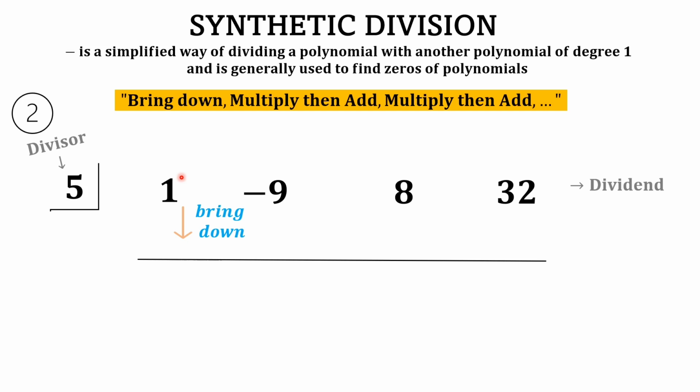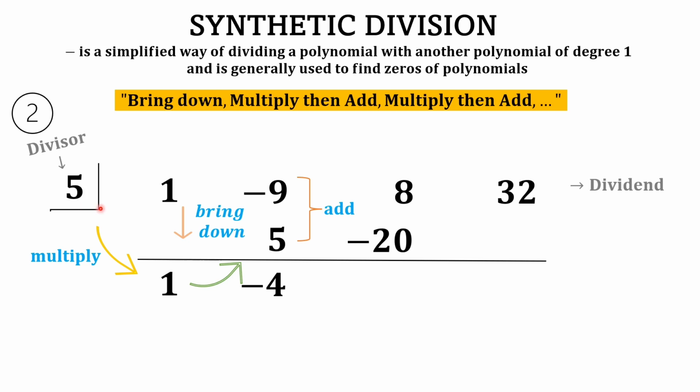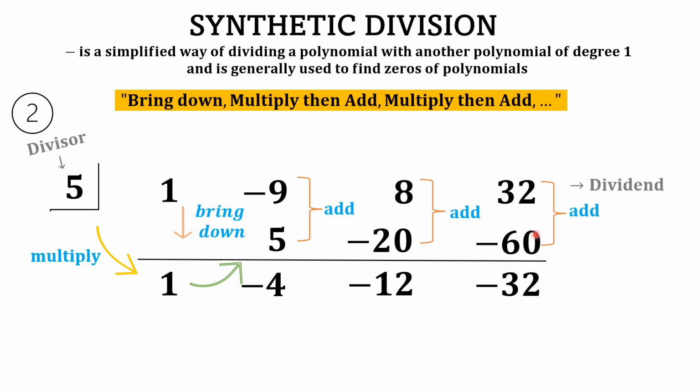Performing synthetic division. 1, bring it down, multiply it with 5, write the product 5 under negative 9, add them, that is negative 4, multiply it with 5, the product negative 20, write it below 8, add them, that is negative 12, multiply it with 5, then write the product negative 60 below 32, add them, the sum will be the remainder. So negative 28 is the remainder, 1, negative 4, negative 12 are the coefficients of the quotient.